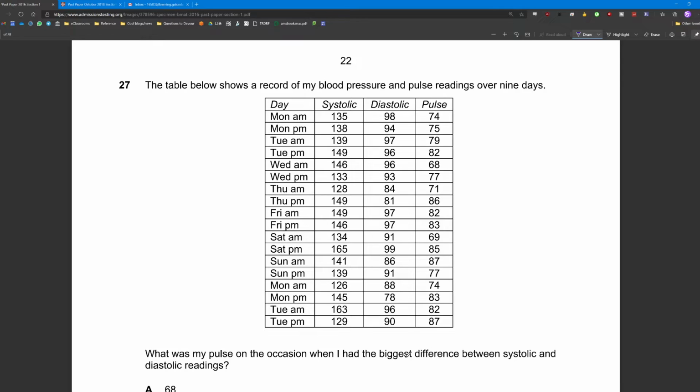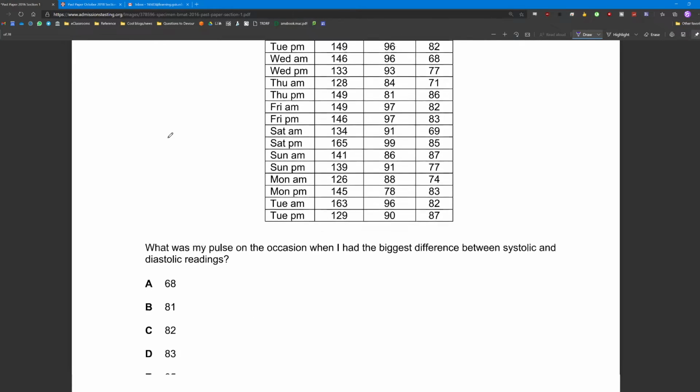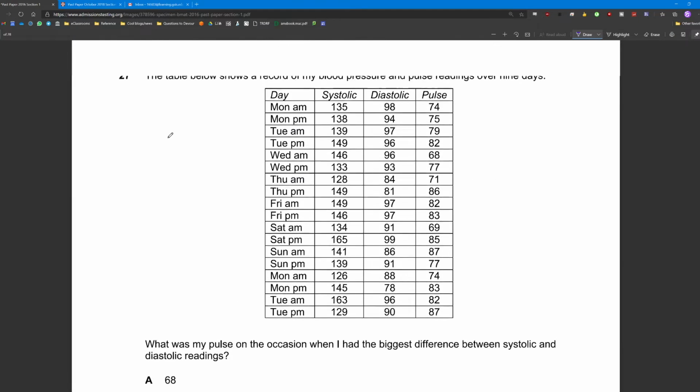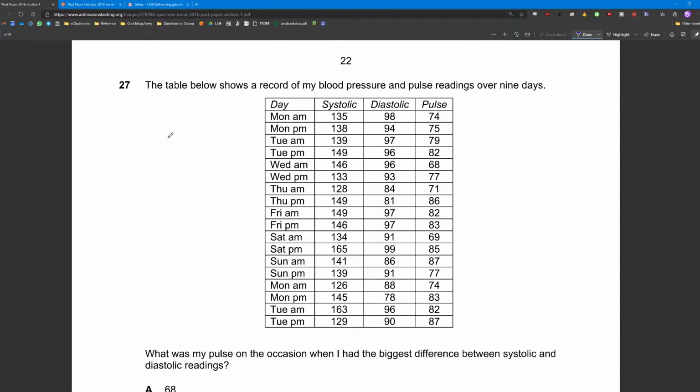The table below shows a record of my blood pressure and pulse readings over 9 days. What was my pulse on the occasion when I had the biggest difference between systolic and diastolic readings? Oh, that's a disgusting and evil question, because you need to visually see like the difference between these.